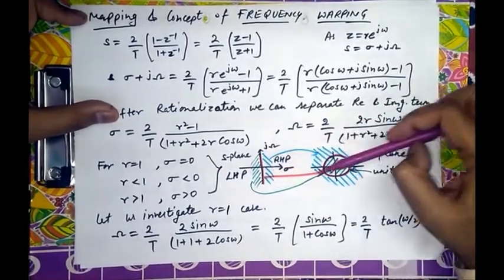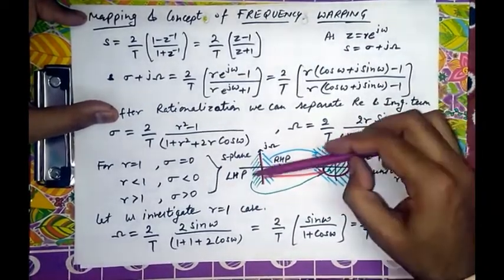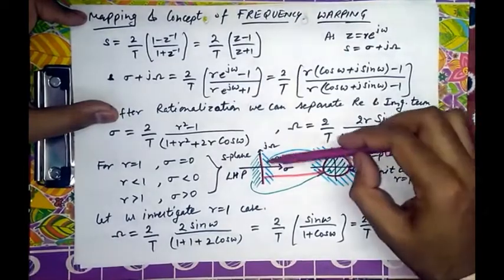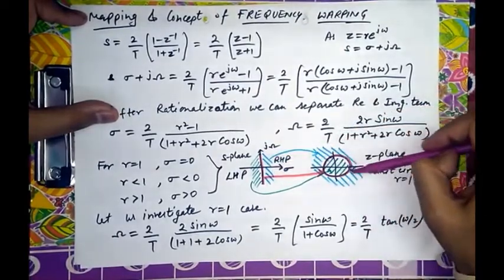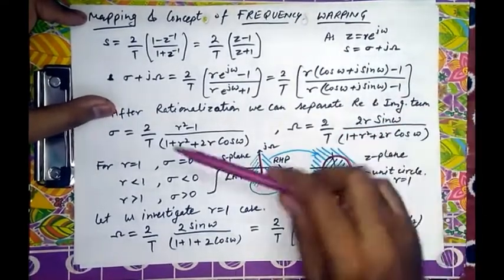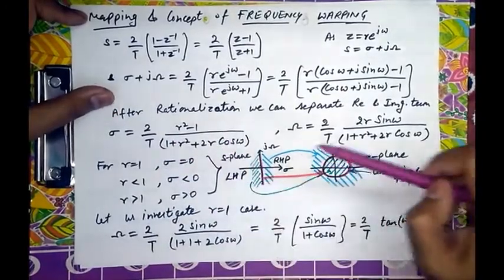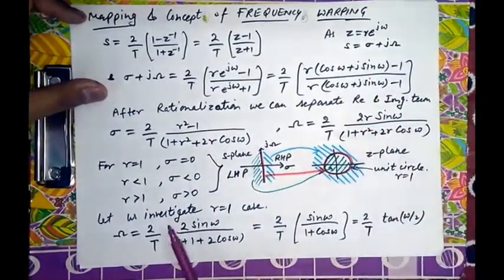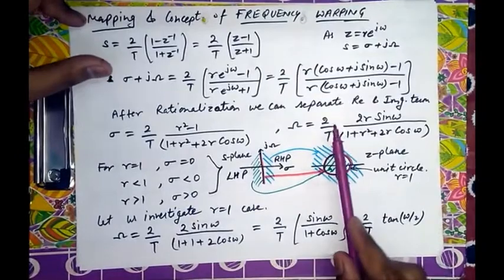So the right hand plane is mapped outside the unit circle, the left hand plane is mapped inside the unit circle, and the imaginary axis of the complex plane is mapped on the unit circle. It is from this formula only. Now further we have to find the frequency warping concept basically.